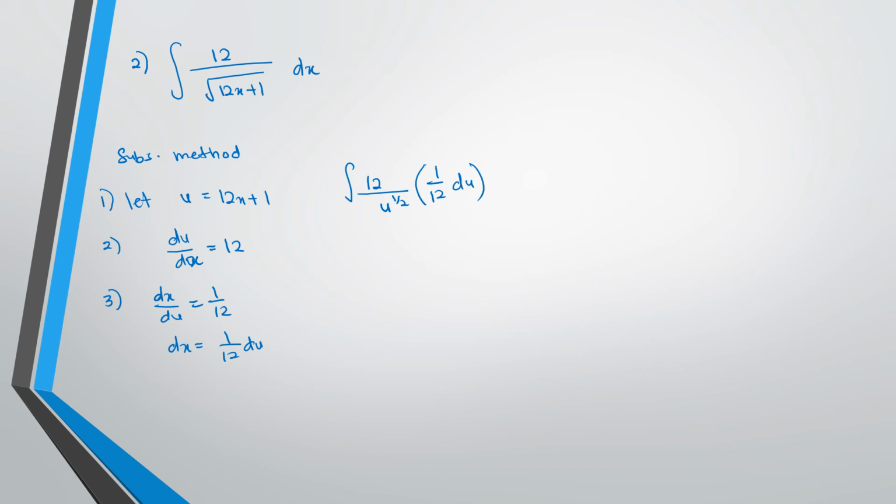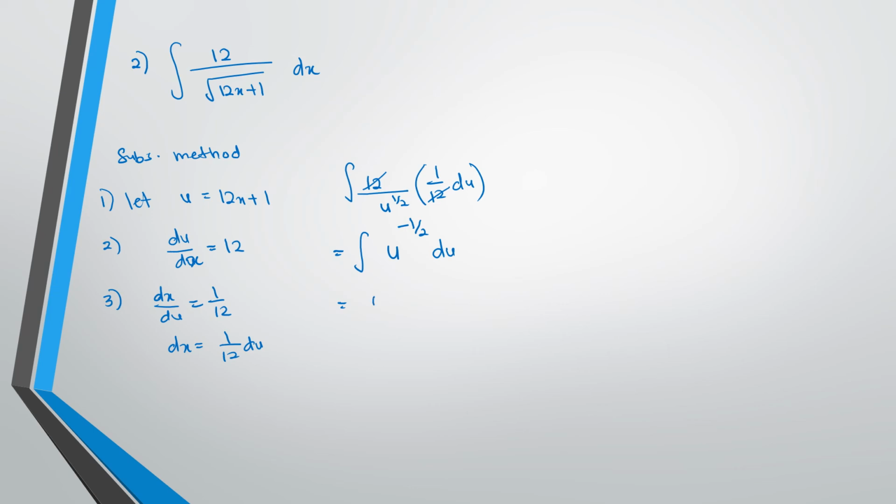Okay, substitute kat dalam equation yang asal ni. So 12 over (12x plus 1) ni adalah u. So jadikan u. Surd ialah power of 1 over 2. Okay, dx. Since ada dx kat belakang, so substitutekan 1 over 12 du. Okay, and then kita simplify. Jangan integrate dulu, kita simplifykan dulu. So u kena bawa naik atas. Okay, so 12 divided by 12 dah cancel out. Okay, so integrate u power of negative 1 over 2. Bawa naik atas, so dapat du kat sini. Okay, then only kita integrate.